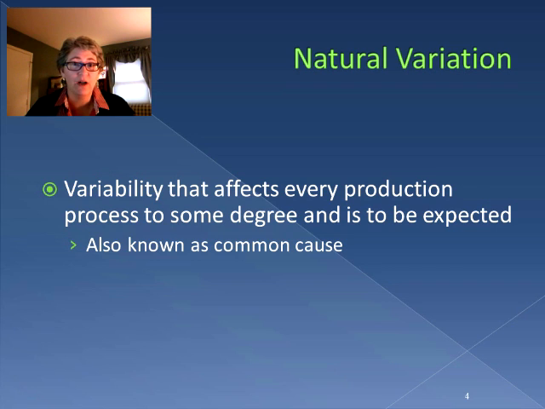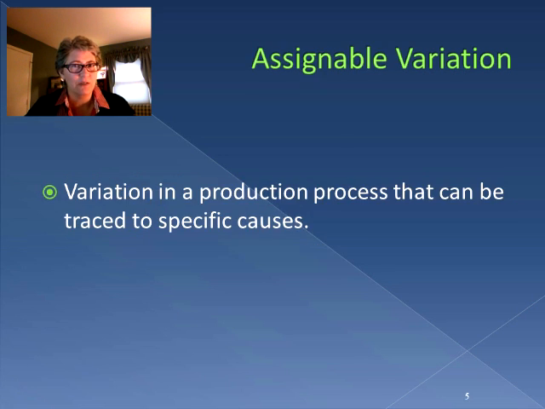Natural or normal variation is to be expected. Every time a process is happening and every time we produce a product, there's going to be some slight difference between one product and the next product. If you think about when you sign your name, every time you sign your name, your signature looks a little bit different, and that's to be expected. That is natural variation.